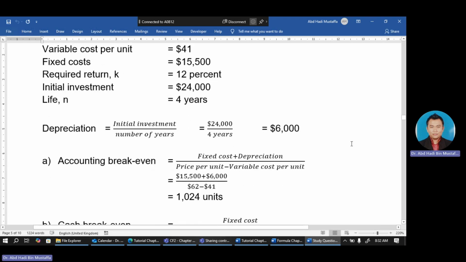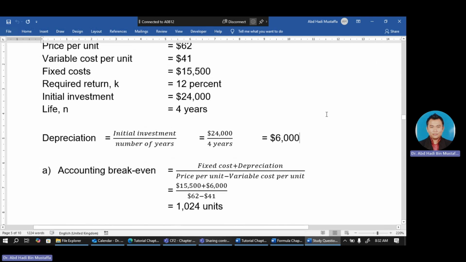Okay, then now you can calculate accounting break even, whereby this is the formula: fixed cost plus depreciation divided by price per unit minus variable cost per unit. So the formula asks you for depreciation, right? Which is not in the question, so you have to find it first. So this is how. You may write down this one. Accounting break even formula. Normally, the break even answer is in units, quantity.